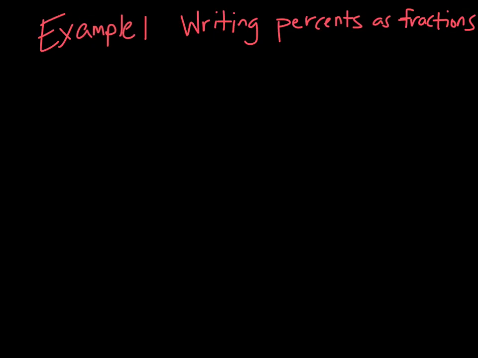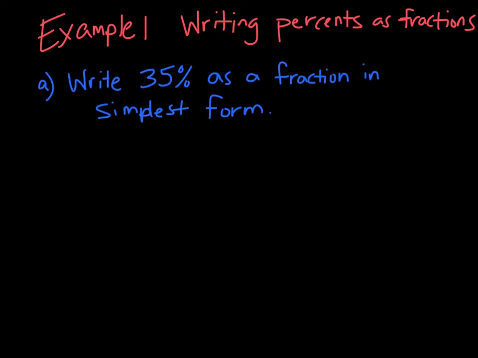Example 1, we're going to be talking about writing percents as fractions. Your directions would look like this on homework, quiz, or test. It says write 35% as a fraction in simplest form. The best way to look at this is as a percent, so we're starting off with 35%. It would equal, just like we did before, our part, 35, per our whole, which is 100.